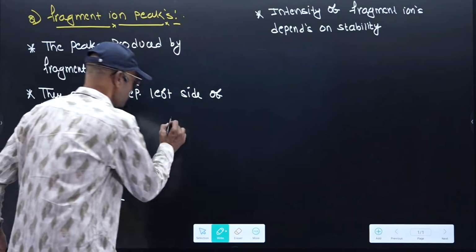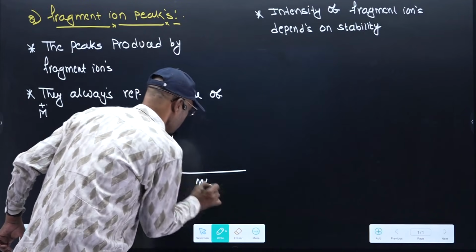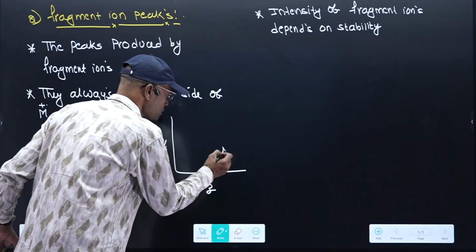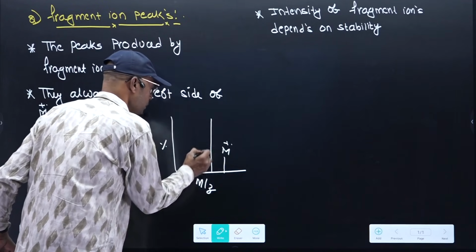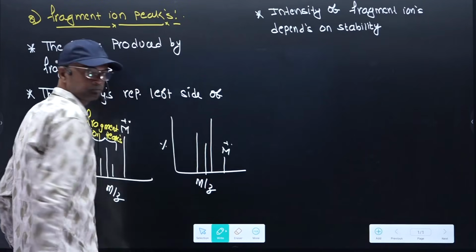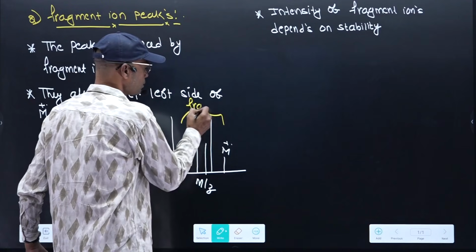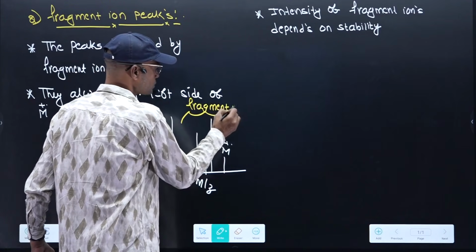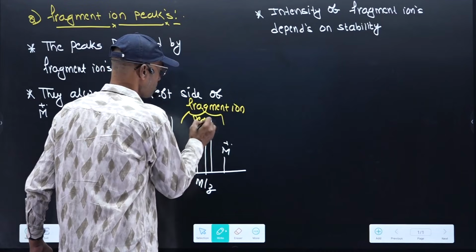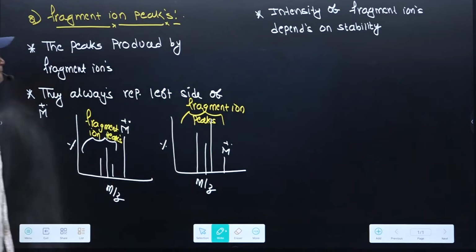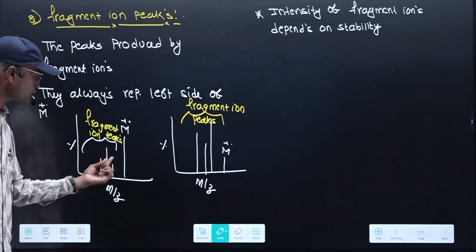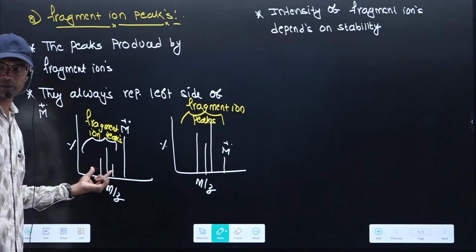Anything is possible. Like this you can also write a spectrum. Here, the m/z and percentage of intensity: the molecular ion peak intensity is very low and the fragment ion peak intensities are very high, like this. All of these are on the left side of the molecular ion, and they are called fragment ion peaks. The intensity of a fragment ion depends on stability. So what is the use of fragment ions? They are represented exactly on the left side of the molecular ion, yes. Then what is the use?